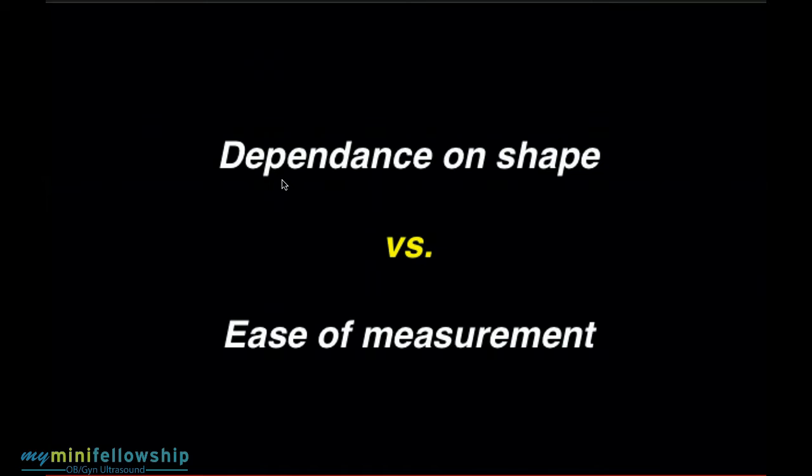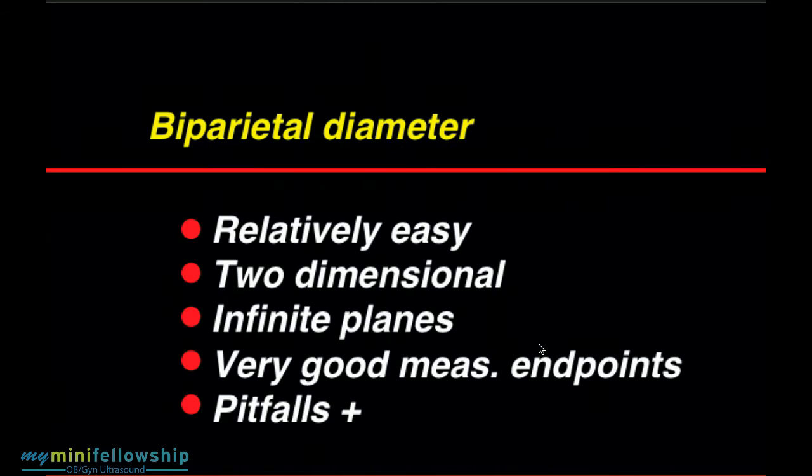So a fetus can have a narrower head called dolichocephaly, can have a broader head, but those would influence the biparietal diameter, but that shape change would not influence the head circumference measurement. However, the biparietal diameter is easier to measure than the head circumference. So let's look at the biparietal diameter as a measurement. Again, this is a relatively easy measurement.